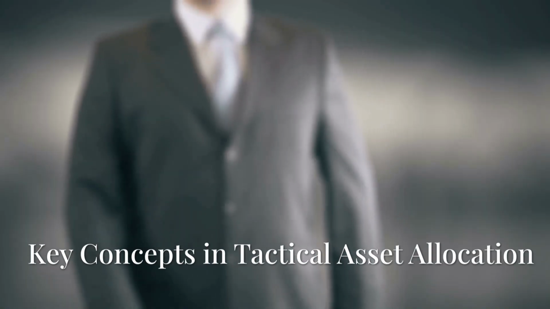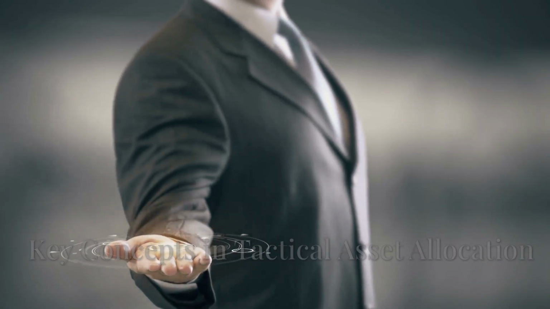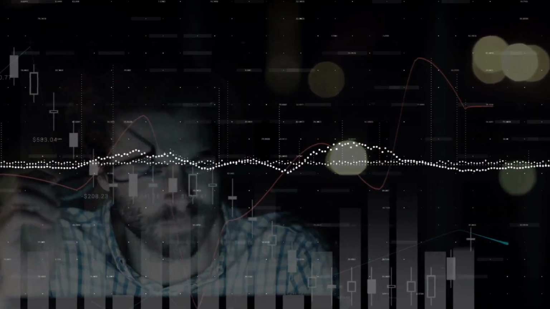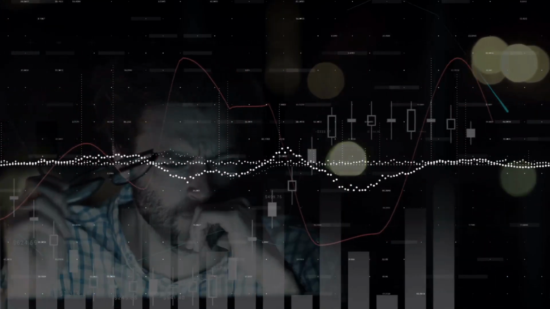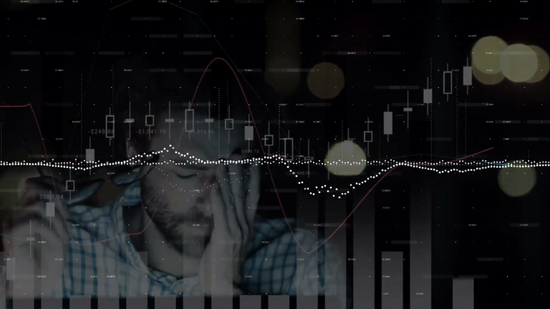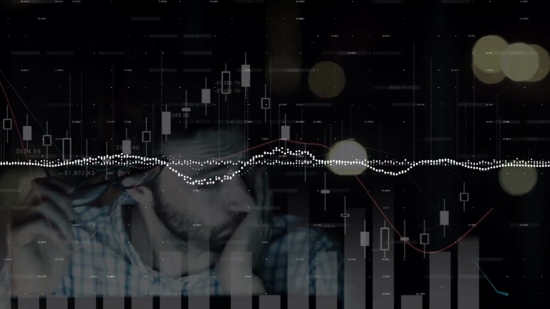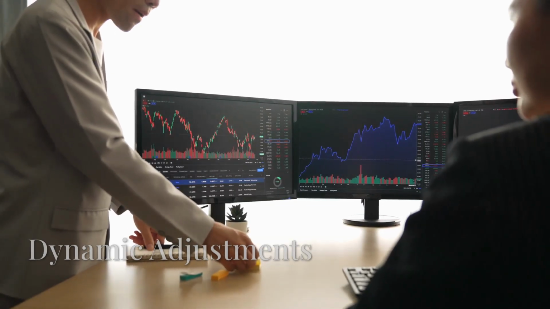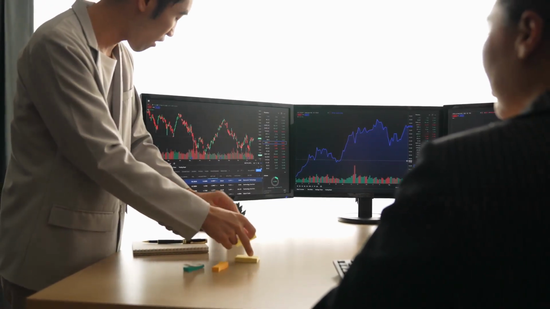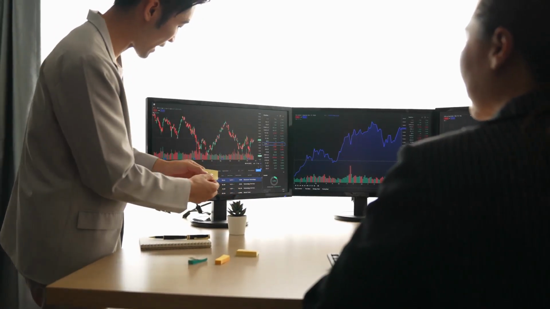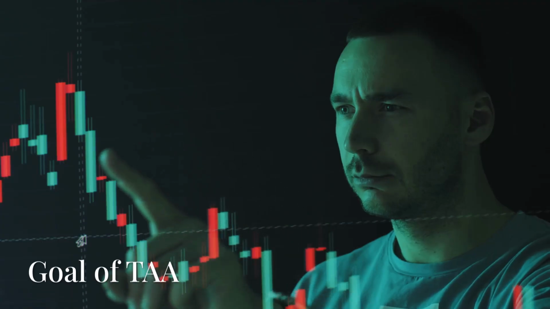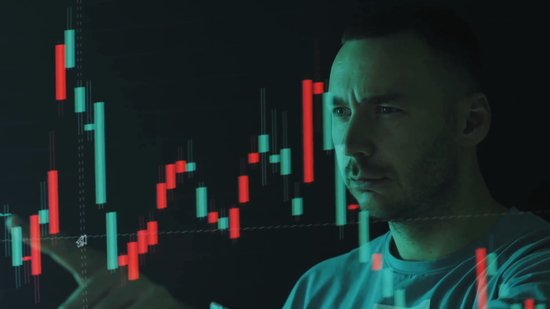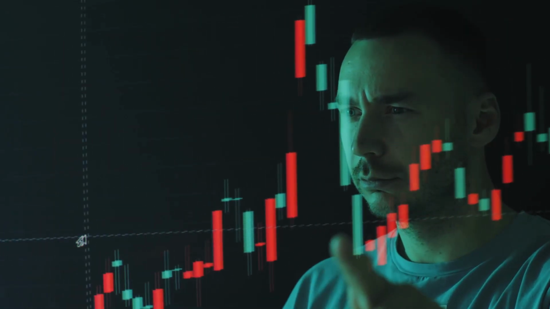Key concepts in tactical asset allocation. What is tactical asset allocation? Well, TAA is the process of temporarily overweighting or underweighting specific asset classes or sectors based on short-term market forecasts. Dynamic adjustments involve frequent changes to allocations in response to economic data, interest rate movements, geopolitical events, or market sentiment. So, the main goal here is to enhance portfolio returns or reduce risk by aligning with prevailing market conditions.